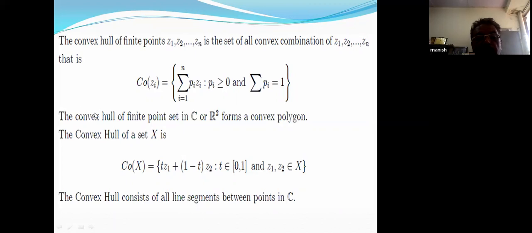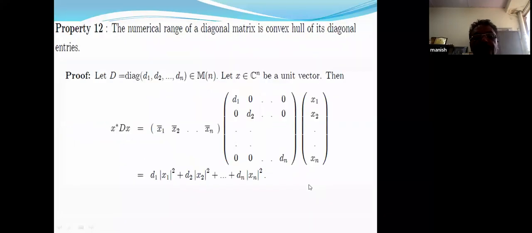This is from geometry. The convex hull of a finite point set in C forms a convex polygon. Also, the convex hull of a set X is defined in parametric form as t z1 plus 1 minus t z2, where z1, z2 are any two points in X. This means the convex hull consists of all line segments between points in the set. Why are we defining them? Because we are going to use these terms in the next property.